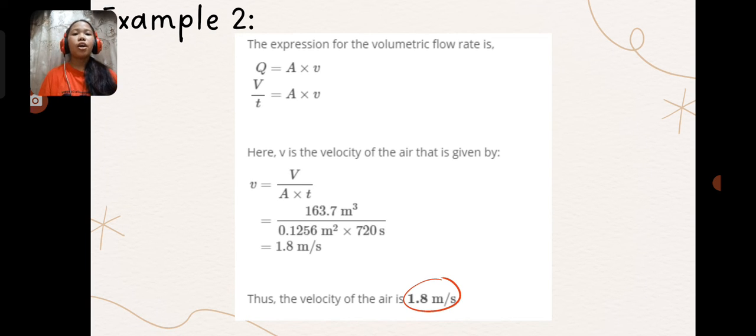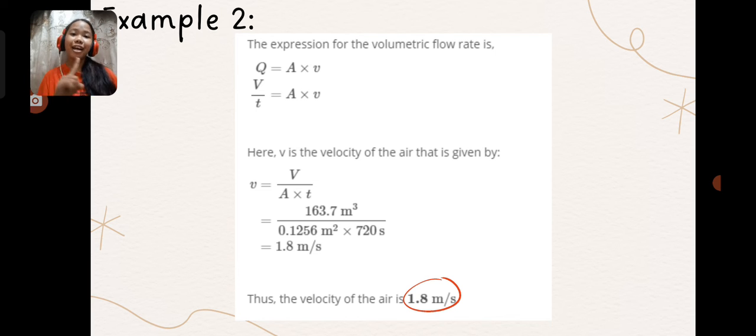So, here, v is the velocity of the air. This is the formula that we will use: velocity equals volume divided by area times time. So, our volume is 163.7 cubic meters divided by our area of 0.1256 square meter times 720 seconds, that is equal to 1.8 meters per second. Thus, the velocity of the air is 1.8 meters per second. So, I hope you understand.